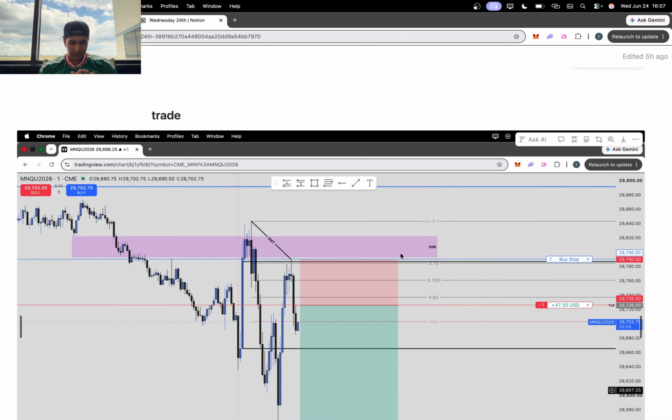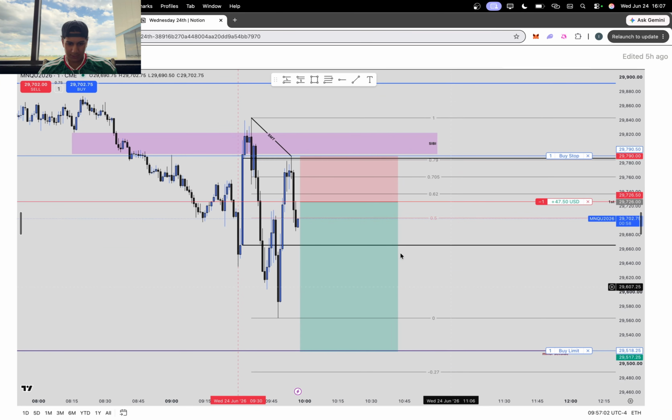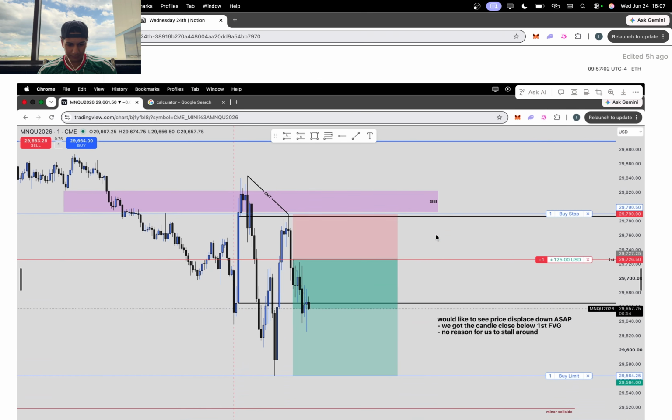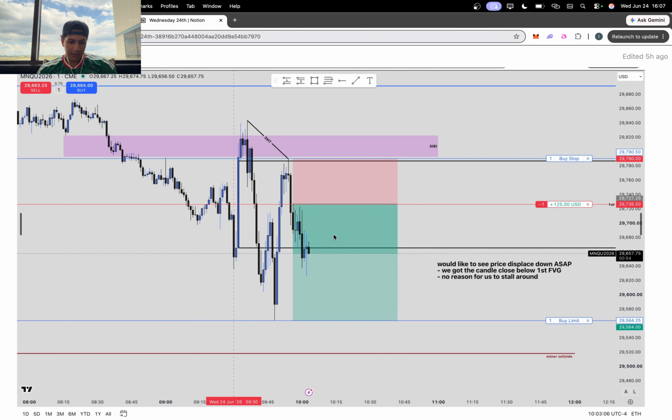So here it is, my actual trade. Like I said, I set it at consequent encroachment of the first percentage fair value gap. Stop loss at the swing high, SMT. I waited for this IFG to be formed, and boom. And as soon as we got that candle closure below the first percentage, I said we'd like to see displacement down as soon as possible, because there's really no reason for us to stall around if we are going to go lower.